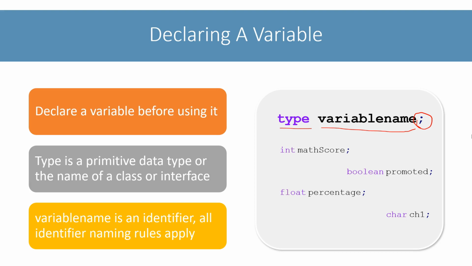We learned about primitive data types earlier in this section. Class and interface types will be covered later in this course. Variable name is an identifier, hence all the identifier naming rules apply to variable name. I will switch to BlueJ to try out a few examples of variable declaration.